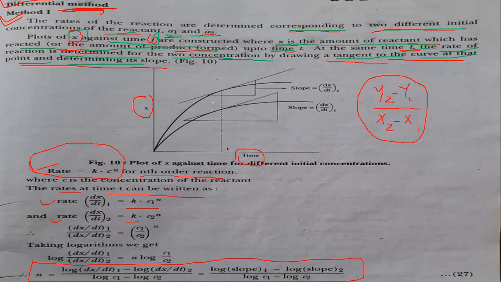So how is that calculated? See, the rate of the reaction is determined for the two concentrations by drawing a tangent to the curve at that point, and determining its slope. So what graph is plotted? x versus time t. This is the graph we have. After taking the different readings, what are we going to do? This is the initial concentration of reactant A. This is the concentration of reactant B. Now see what happens.